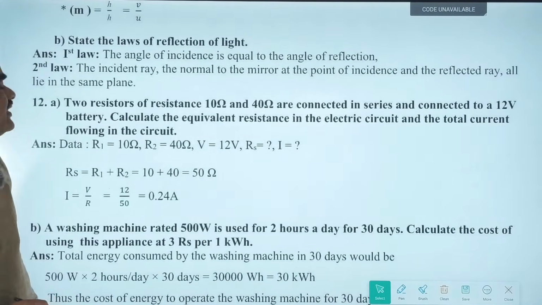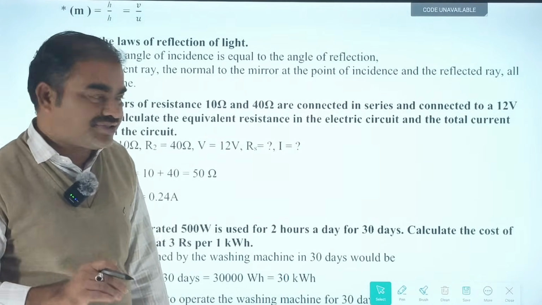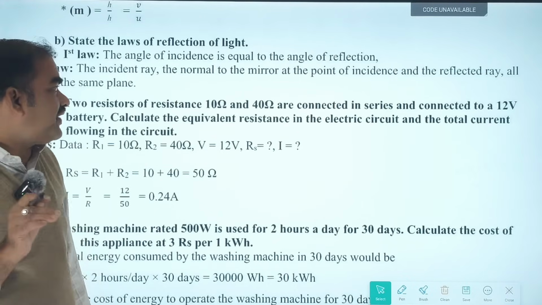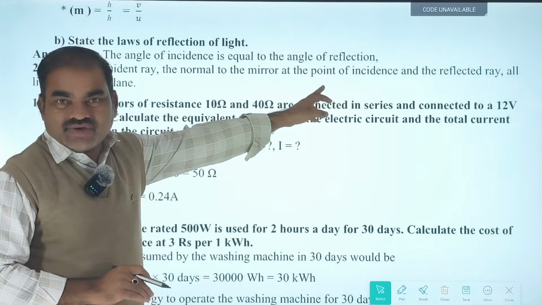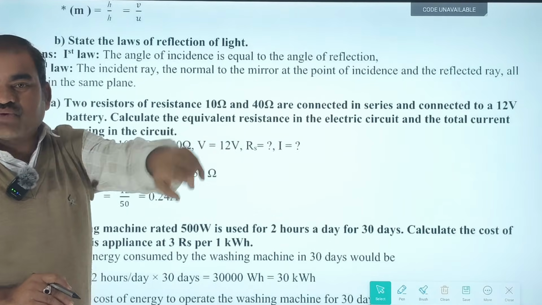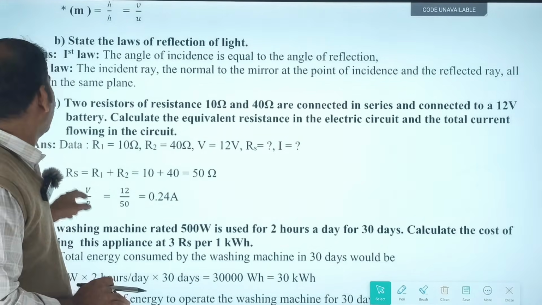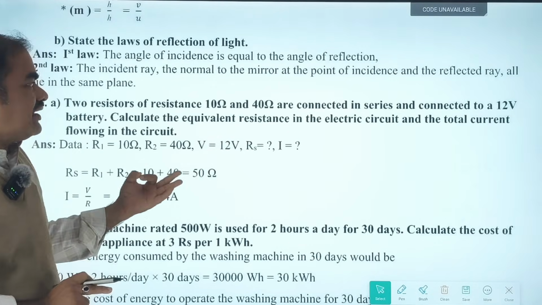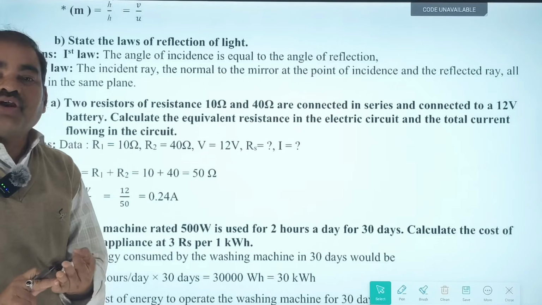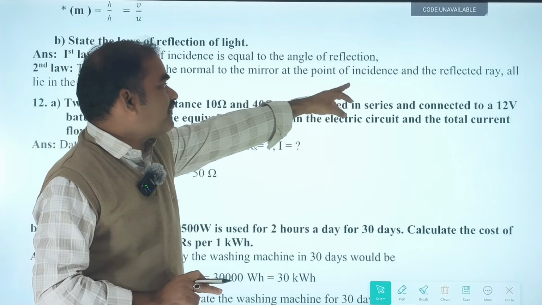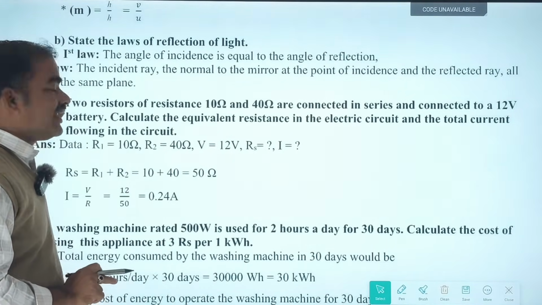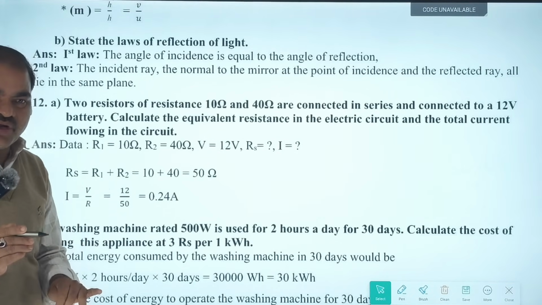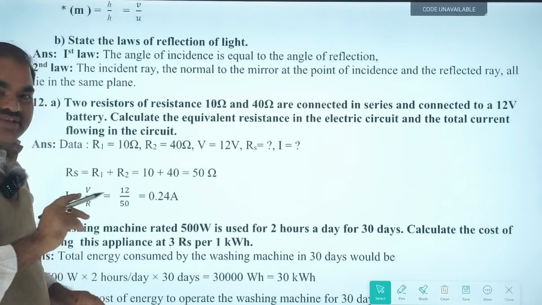Next one. State the laws of reflection of light. First, the angle of incidence and the angle of reflection are always equal. Angle of incidence is equal to angle of reflection. And second, the incident ray, the reflected ray, and the normal drawn at the point of incidence all lie on the same plane. This is the second one.